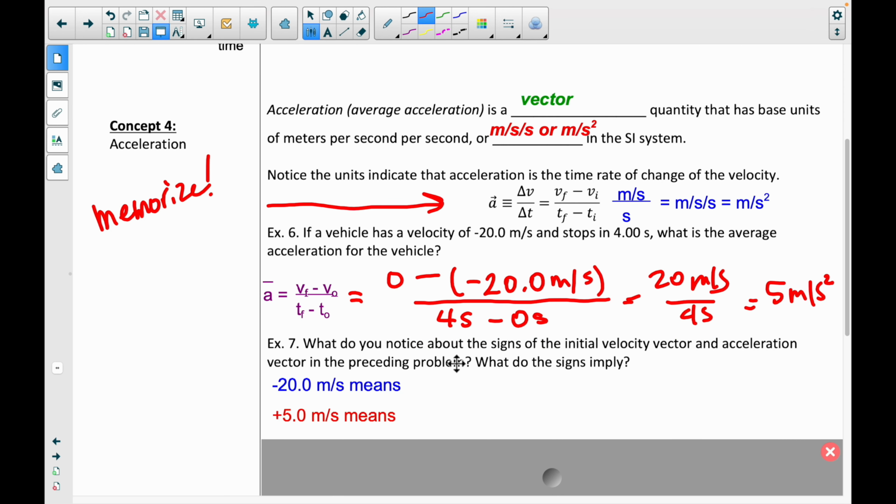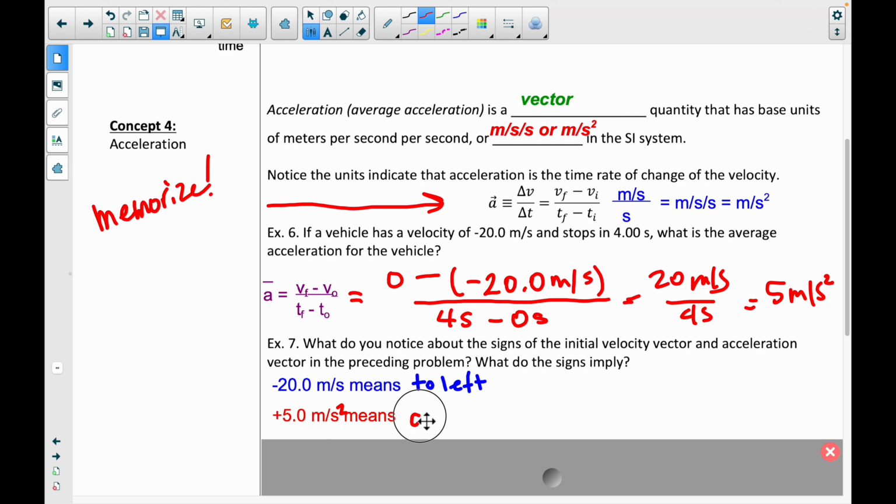So we do need to talk about the signs, and does that mean it's speeding up? Does that mean it's slowing down? We're actually going to spend quite a bit of time talking about speeding up and slowing down. When we say negative 20 meters per second, that means it is moving to the left. So the speed is 20 meters per second, but it's going to the left, and since it's going to the left, we're saying negative. The positive 5 meters per second squared means that the acceleration is to the right.